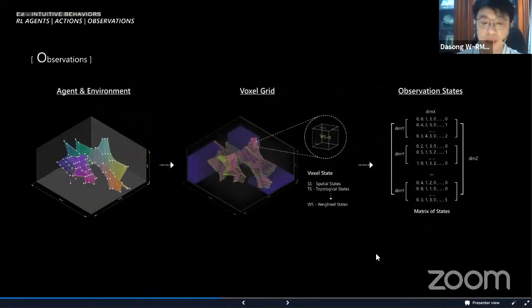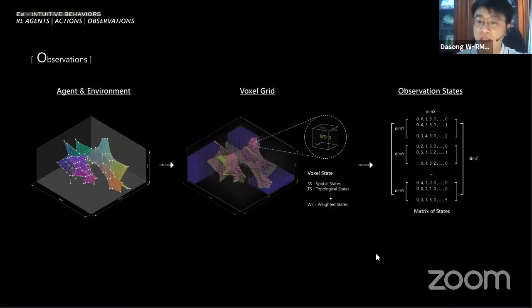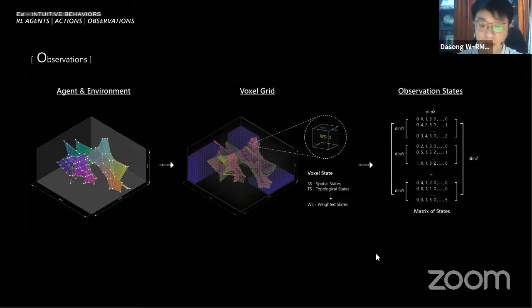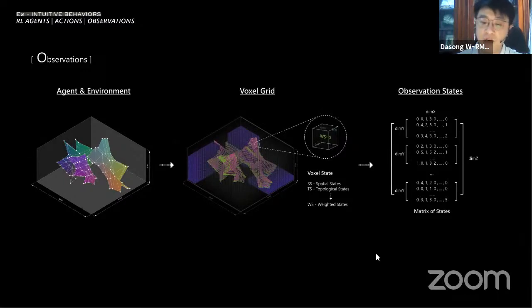In response to the technical character of RL observation states, the agent and environment will be converted into a computational field with a three-dimensional voxel grid. Each voxel contains informative states of the agent and environment. The states will then be calculated into a weighted value in order to structure a three-dimensional matrix for the artificial neural network to perceive.